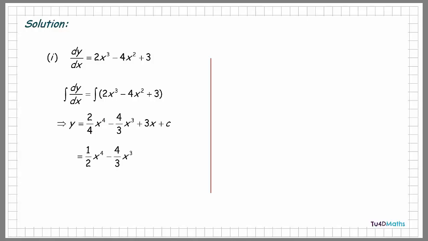So the final solution is y is equal to 1/2 times x to the 4 minus 4 over 3 times x cubed plus 3 times x plus a constant.